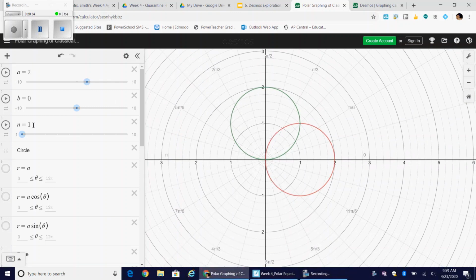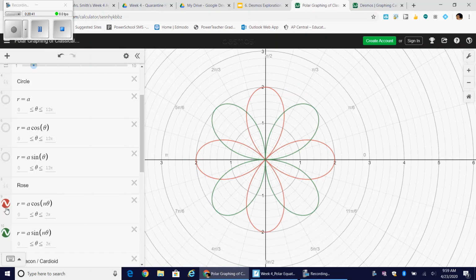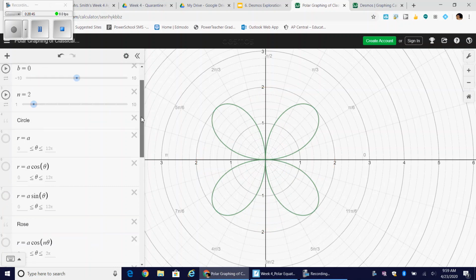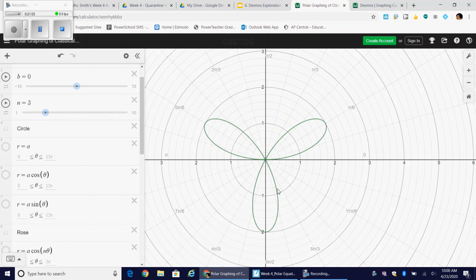Notice what happens as I change the multiplier out in front. When I change it to 2, let's maybe not look at both. Let's look at sine. When I change it to 2, I end up seeing 4 petals. That's because 2 is an even number. This is going to have to be a detail that you remember. If the multiplier inside with theta is even, you're going to see twice as many petals. With 3, now I only see 3 petals.